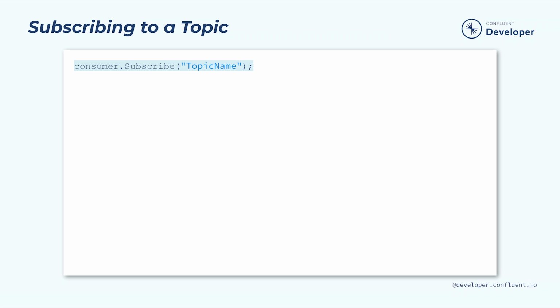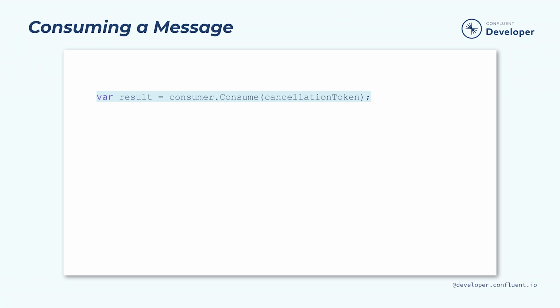When we are ready to begin consuming messages, we need to subscribe to a topic. This is done using the Subscribe method on the consumer. It takes either a single topic name or a collection of multiple topic names. This informs the client which topics we want to consume, but it doesn't actually start processing messages. To start processing messages, we use the Consume method. It will grab the next available message from the topic and return it as the result. This method takes either a cancellation token or a timeout.